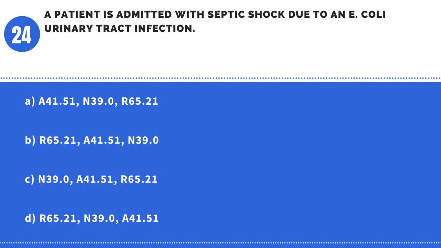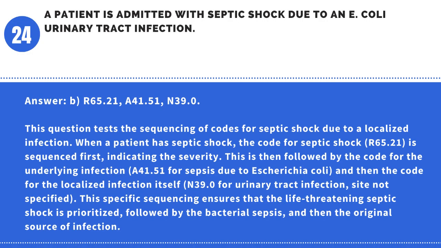Question 24. A patient is admitted with septic shock due to an E. coli urinary tract infection. A. A41.51, N39.0, R65.21. B. R65.21, A41.51, N39.0. C. N39.0, A41.51, R65.21. D. R65.21, N39.0, A41.51. Answer B. R65.21, A41.51, N39.0.